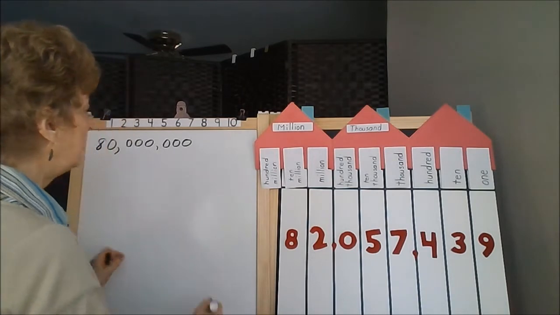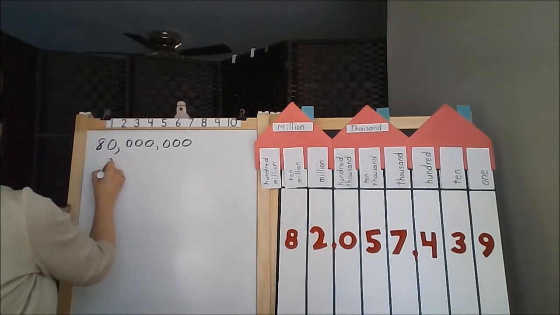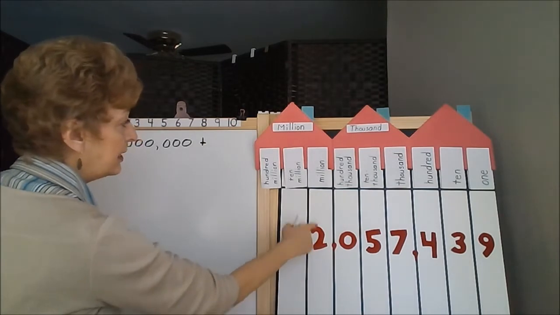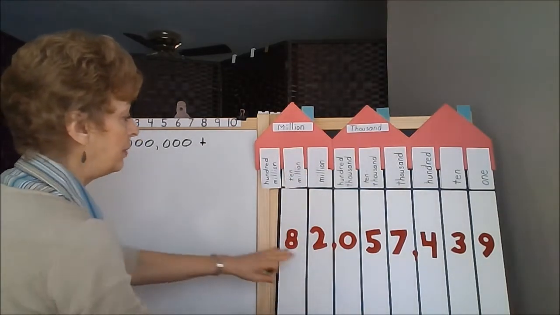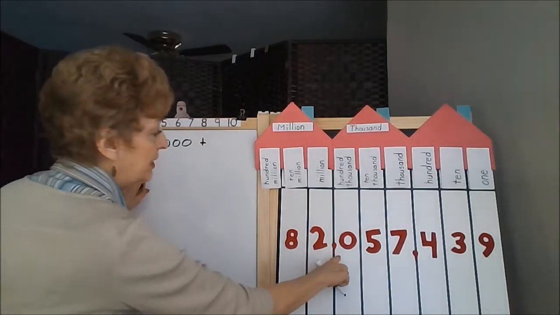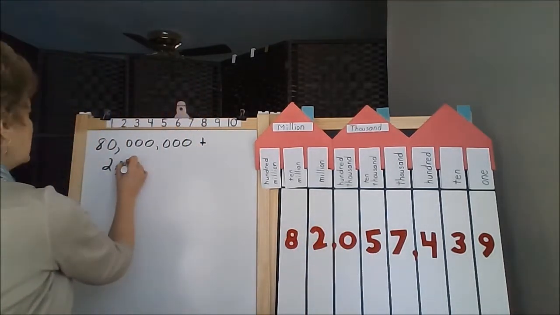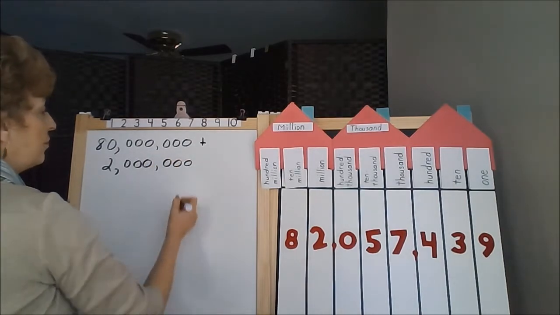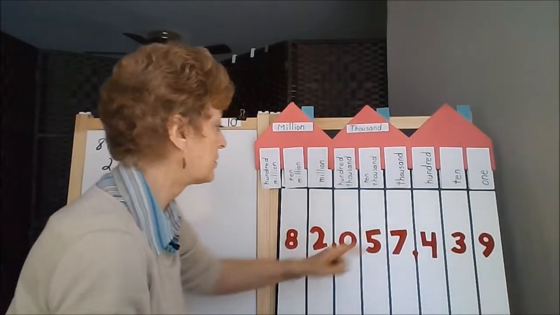The 2 would be in, we would have to add to it 2. It's in the millions column, so we would need a comma right after it, and then 3 zeros for the thousands house, and 3 zeros for the first house.